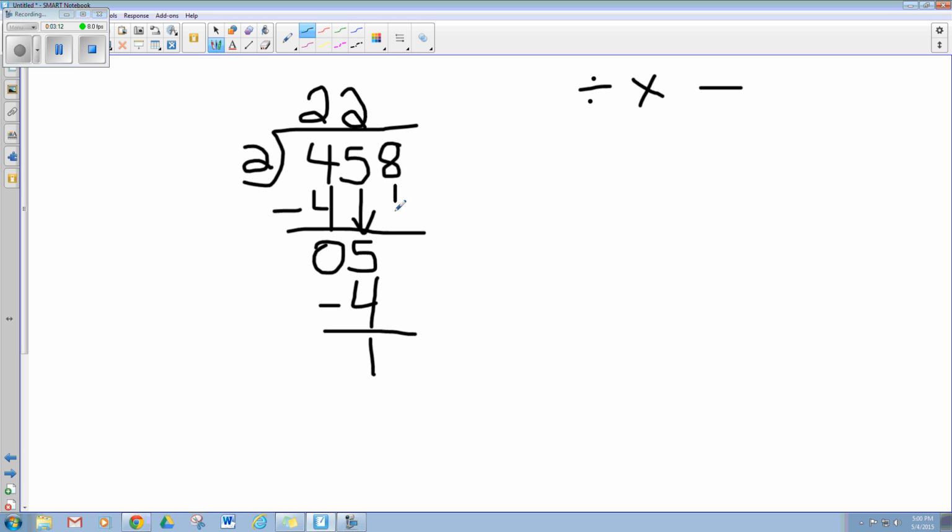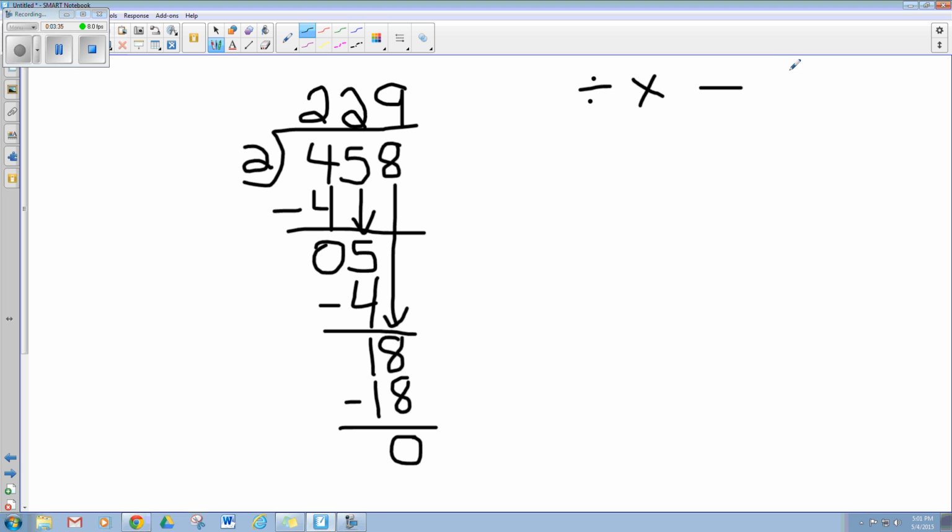We still have our 8, so we need to bring our 8 all the way down. And now we're looking at how many times does 2 go into 18? Well, we know that 2 times 9 is 18. Subtract, and we get 0.